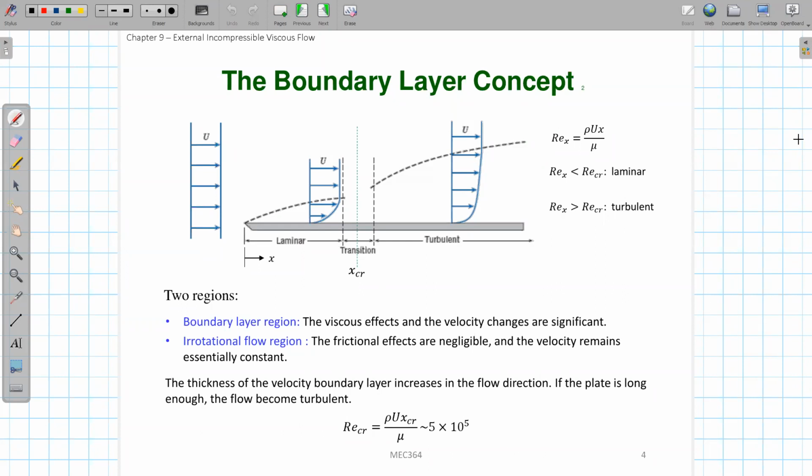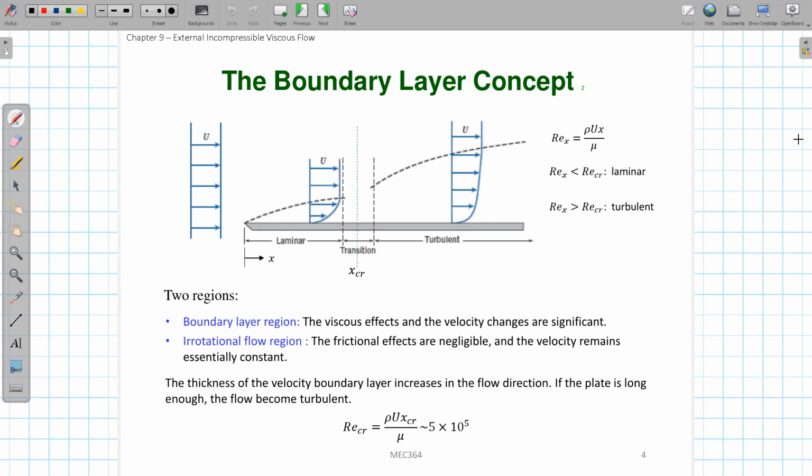Outside the boundary layer, there is no velocity gradient, so there's no viscous effect. We're just seeing that the flow is a free stream inviscid flow outside. The boundary layer will also keep increasing its thickness along the plate direction. In the beginning, it will be laminar flow, and if the plate is long enough, the flow inside the boundary layer can become turbulent.